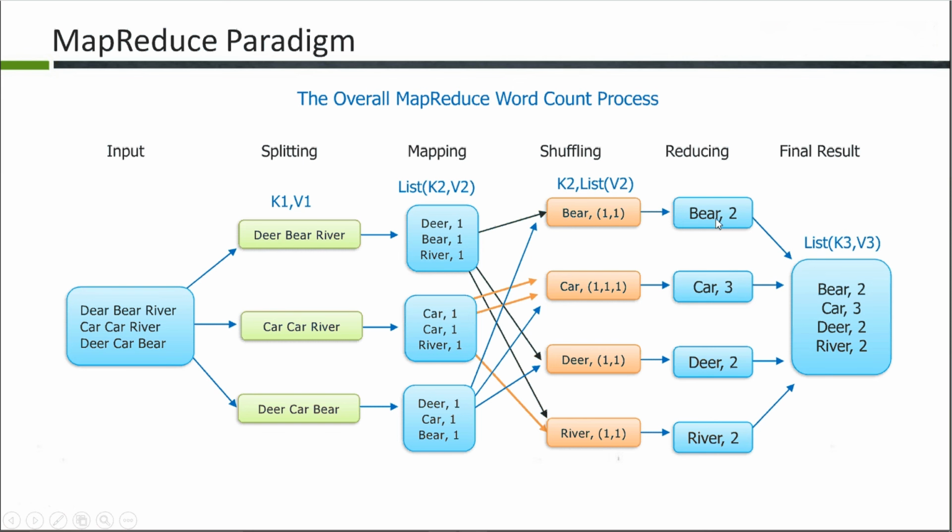So now the reducer combines this data and says that, okay, there's beer 2, which means we had beer 1 1, so 1 1 is 2, right? So that means there are 2 beers. Similarly, car 1 1 1, which means car 3, so we have 3 cars. Similarly for deer and river, so in the final result we get there are 2 beers, 3 cars, 2 deers, and 2 rivers.